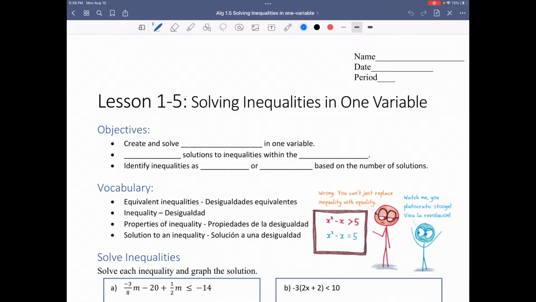Hello students, this is lesson 1-5, solving inequalities in one variable. Please put your name, date, and period.